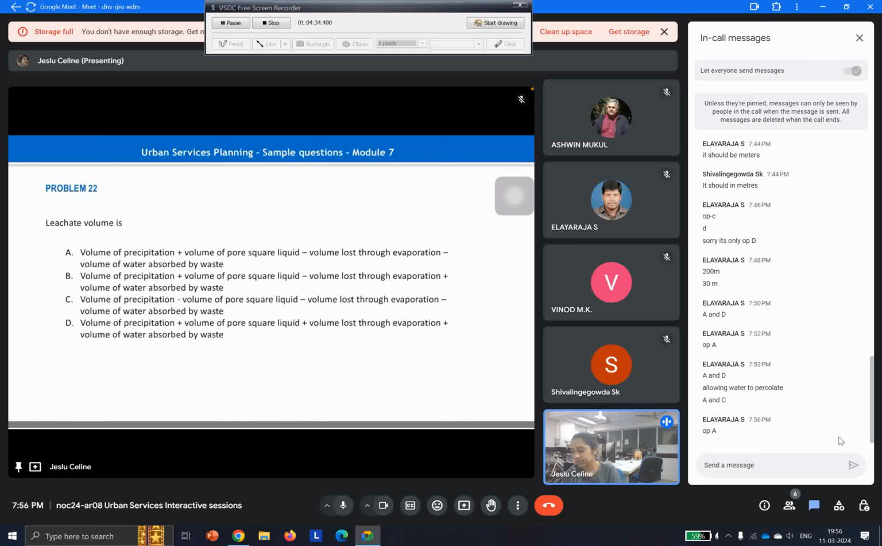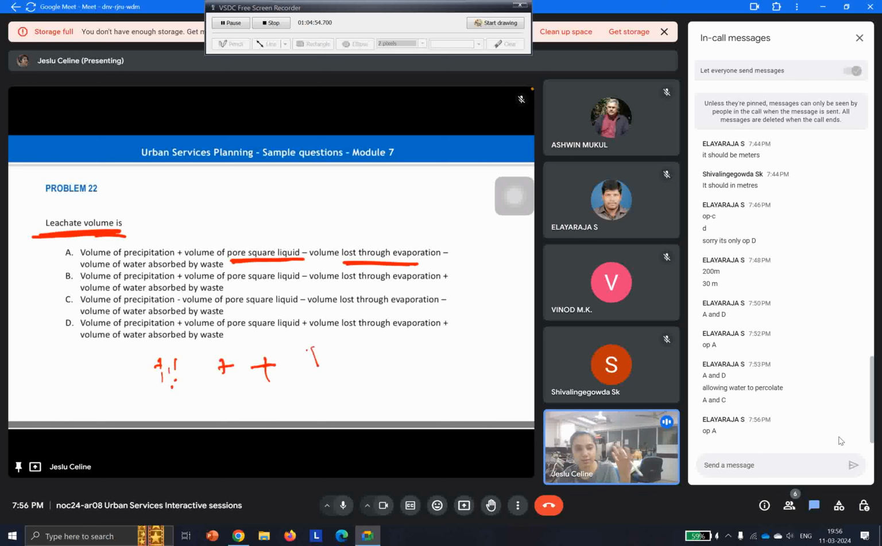Option A, very good. Yes. Because precipitation is an addition which is coming, so that adds on to the leachate volume. So that needs to be added. Then volume of pore squeezed liquid, that also needs to be added, because that's a moisture content which is there in the liquid. So in the waste. So that's also added. Then volume lost through evaporation.